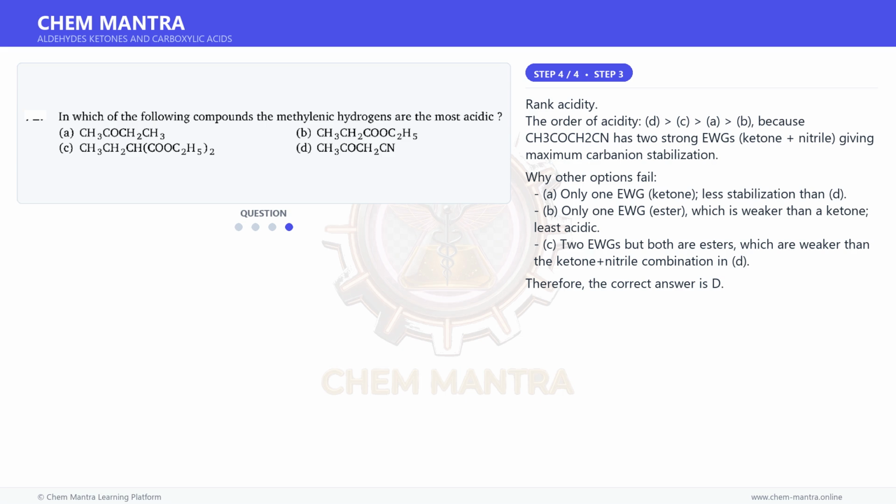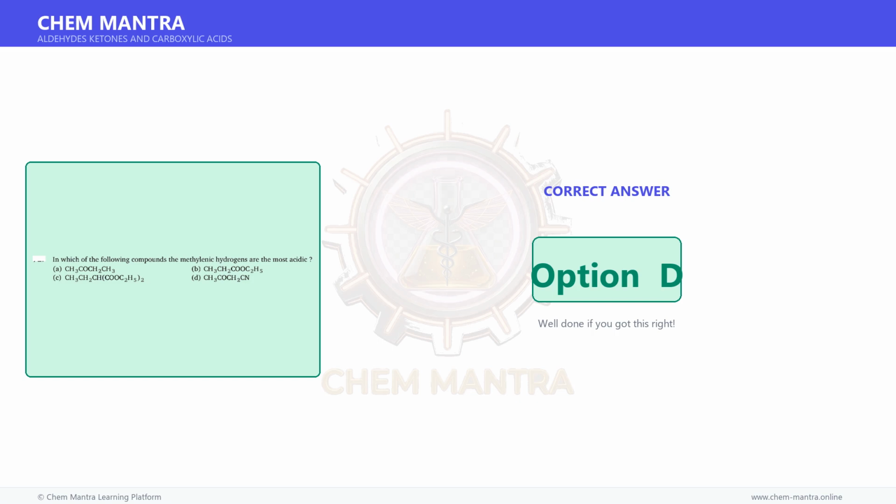A. Only one EWG, a ketone, less stabilization than D. B. Only one EWG, an ester, which is weaker than a ketone, so least acidic. C. Two EWGs but both are esters, which are weaker than the ketone plus nitrile combination in D. Therefore, the correct answer is option D.